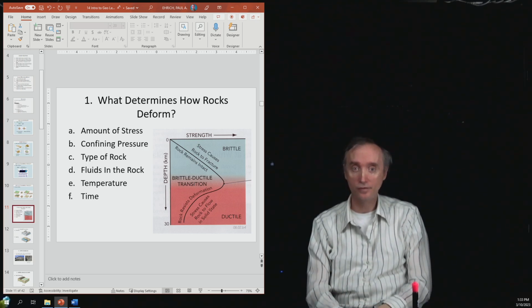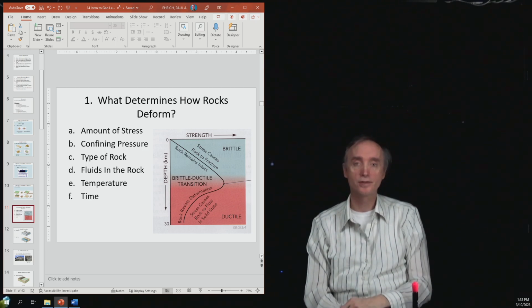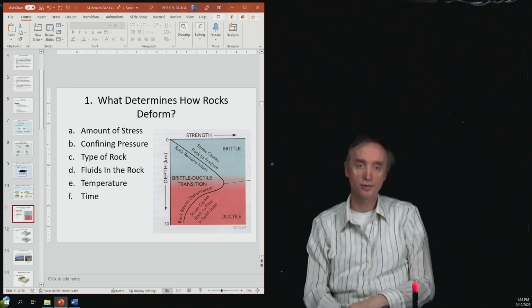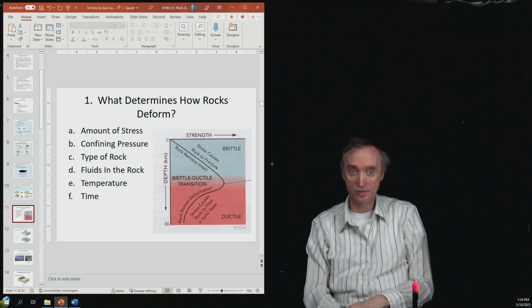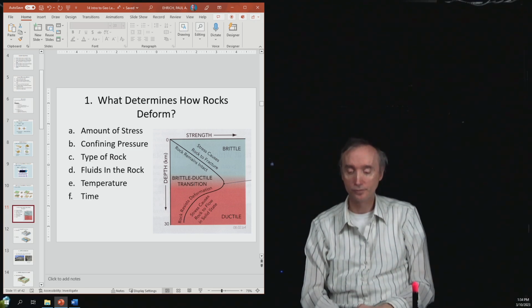Now, does this sound familiar? In a previous lesson, did we talk about something else that would depend on the amount of stress and the pressure and the type of rock and the fluids and the temperature and the time? Yes, we did. It was called metamorphism. So metamorphism is going to be intimately related to what these different kinds of rocks are going to do.